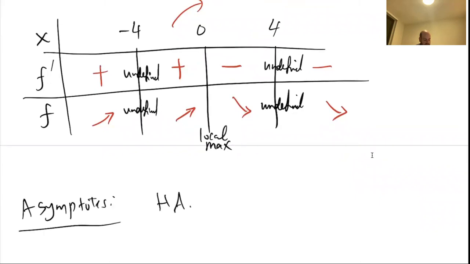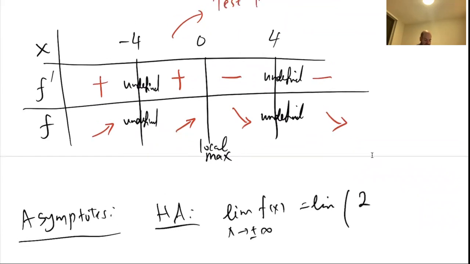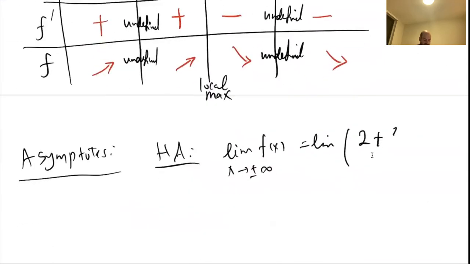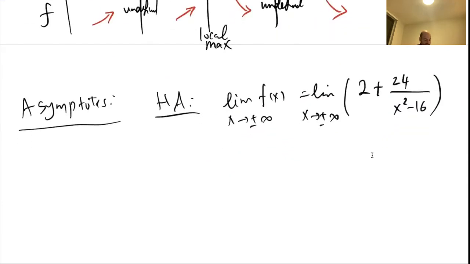The horizontal asymptote is easy. Limit of f of x as x goes to plus or minus infinity. Remember the simplified version of f of x, we wrote 2 plus 24 over x squared minus 16, x goes to plus or minus infinity. So as x goes to infinity, x squared minus 16, of course, goes to infinity. 24 over infinity is 0. So this is 2 plus 0, which is 2. So y equals 2 will be my horizontal asymptote.